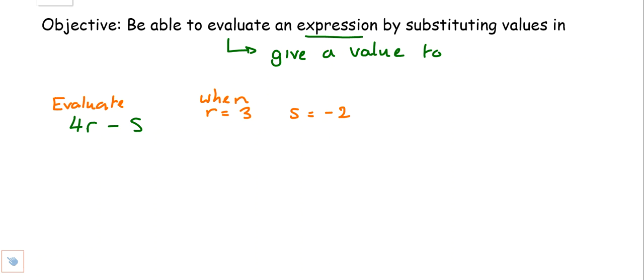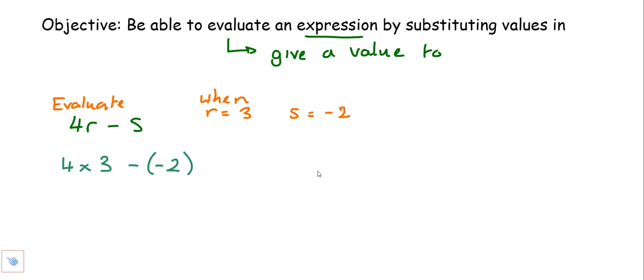Right. So what I would be doing then is substituting in the numbers instead of the letters. So I've given the letters a value so I can then evaluate the expression. So that would mean I'm doing 4 times 3 minus -2. Which would be plus 2.